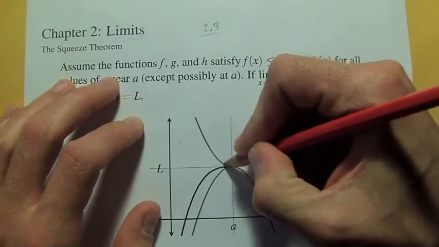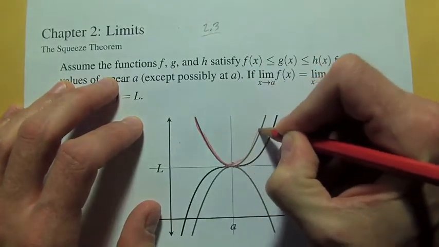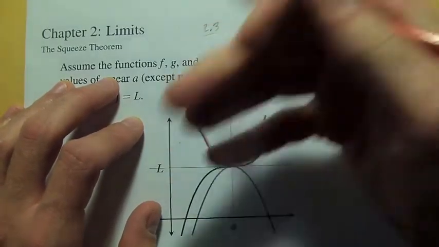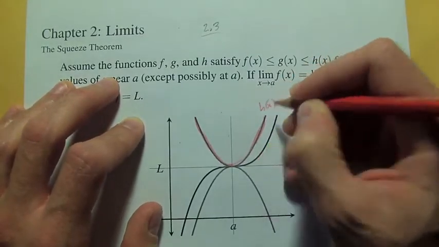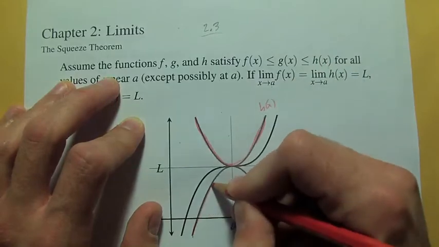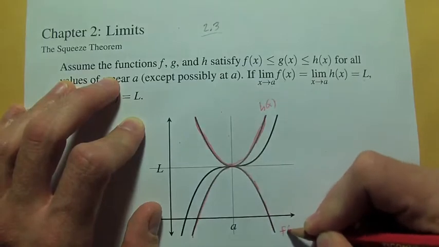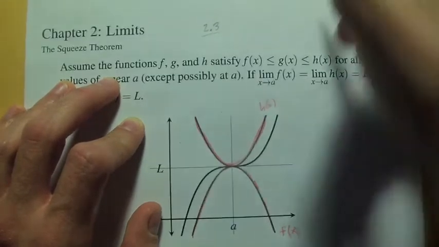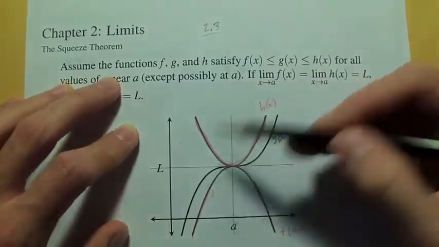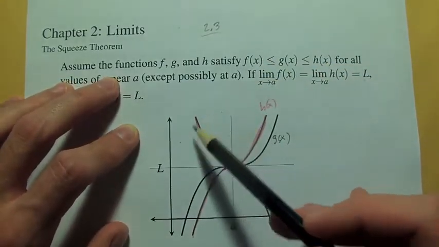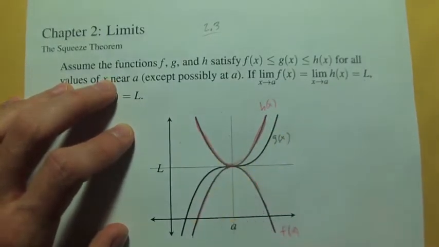So, for example here, suppose this top function, I'm going to recolor it in red because it's kind of hard to see in black and white, is h of x, and this one down here is f of x, and this one in the middle is g of x. So what we have here is that for all x around a, as far as we can tell, g of x is trapped between h of x and f of x.